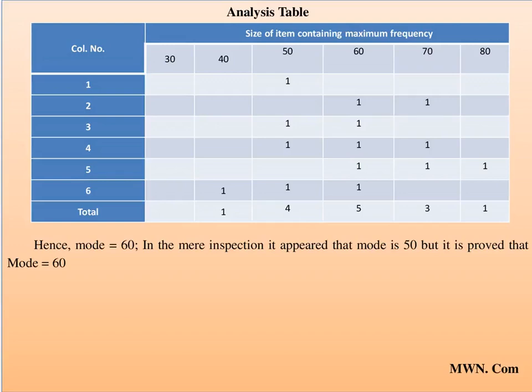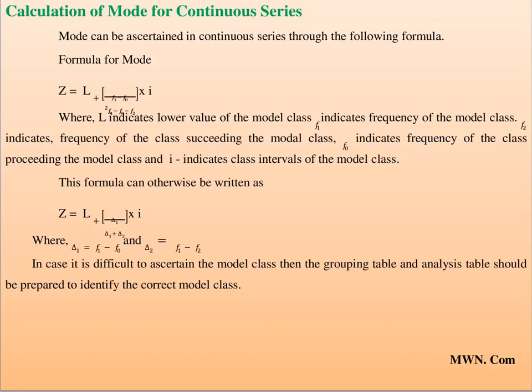Then, calculation of mode for continuous series. For a continuous series, after identifying the modal class, you have to apply a formula. That formula is equal to L plus (F1 minus F0) divided by (2F1 minus F0 minus F2), into I. Only this formula you need to keep in mind.